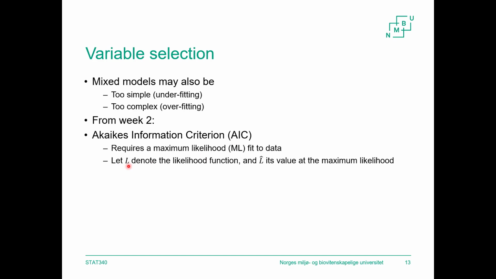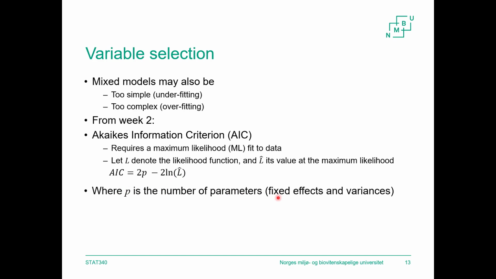So now if L is the likelihood function and L hat is the value it gets at the maximum likelihood, we saw this in week 2, you can look back and see, then the Akaike's information criterion is simply 2 times P, which now is the number of parameters, minus 2 times the natural logarithm of this likelihood value. So this is simply a number. AIC is a number, right? So P is the number of parameters, the number of fixed effects, and number of standard deviations or variances in our model.